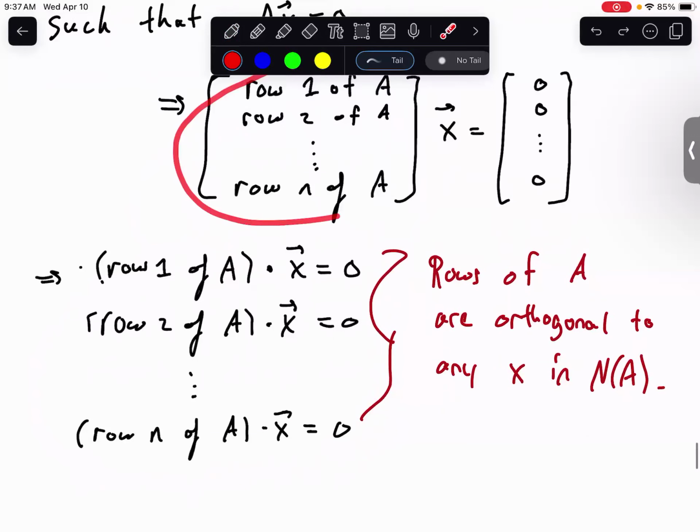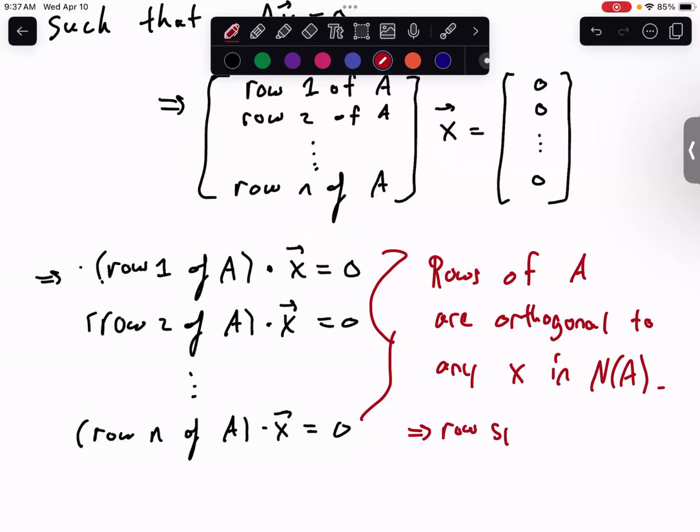And so if all the rows end up being orthogonal to X, it means that the row space has to be orthogonal to X. So this implies that the row space of A is orthogonal to the null space of A.